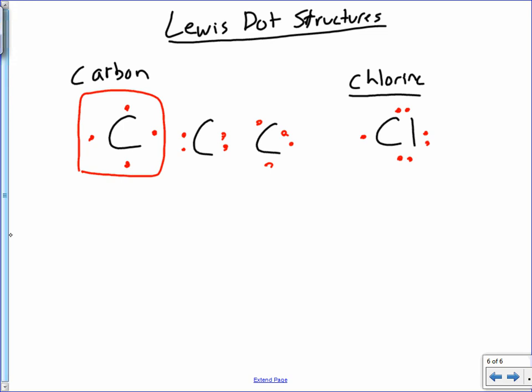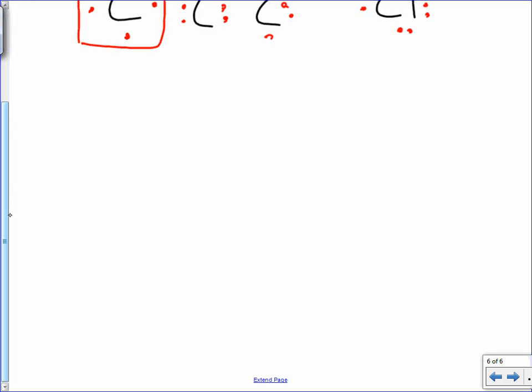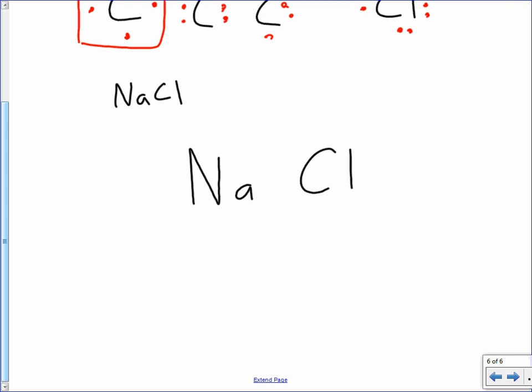Now, where Lewis dot structures really come in handy is when you're drawing them for compounds. So if you have an ionic compound, let's say we have NaCl. We'll go with a simple one again. So Na and Cl. Sodium has 1 valence electron being in group 1, and chlorine we just drew, and it's got 7.